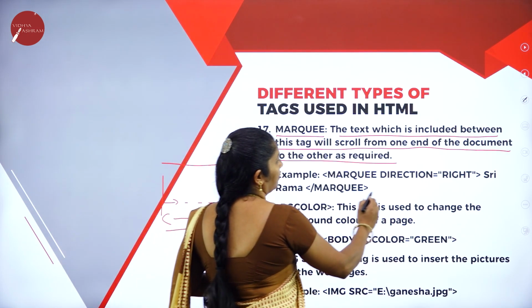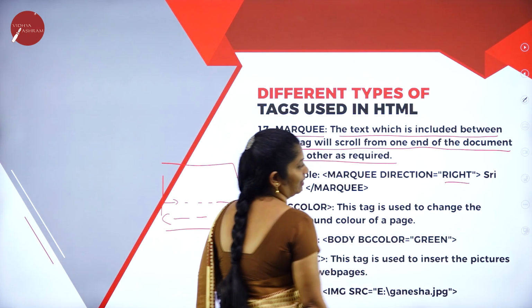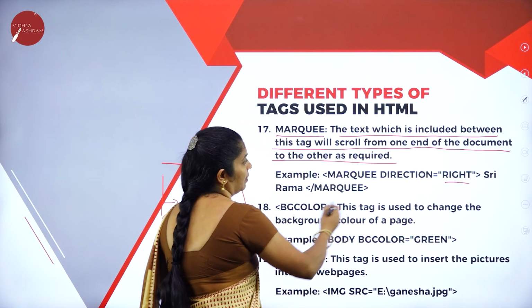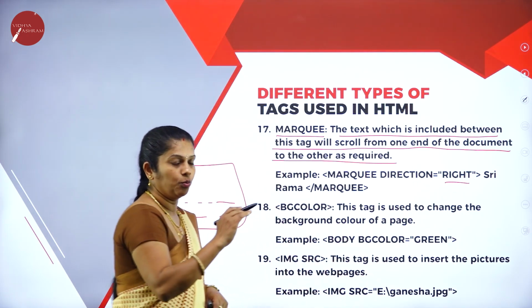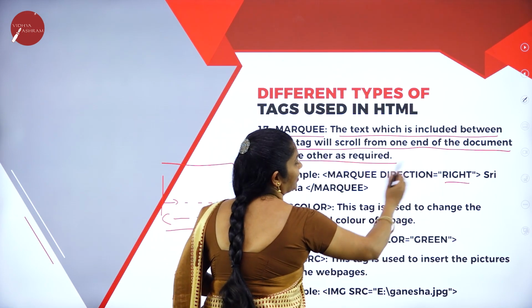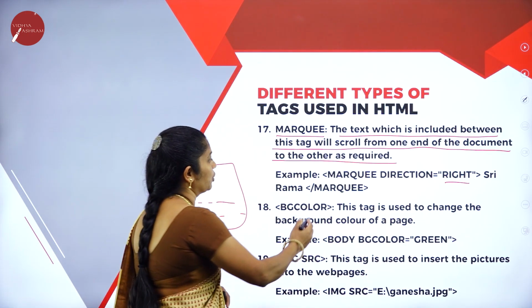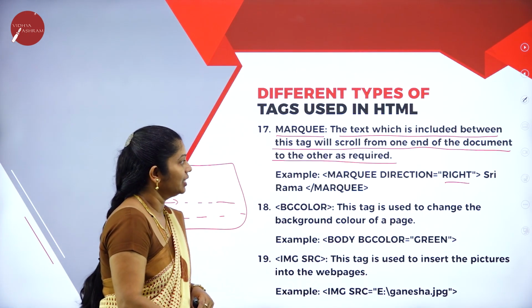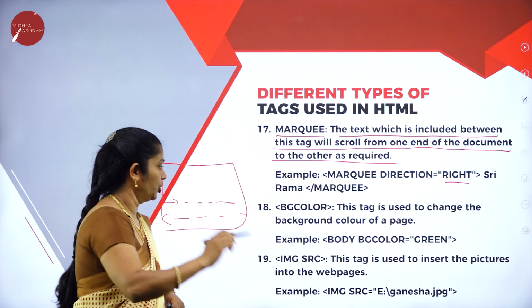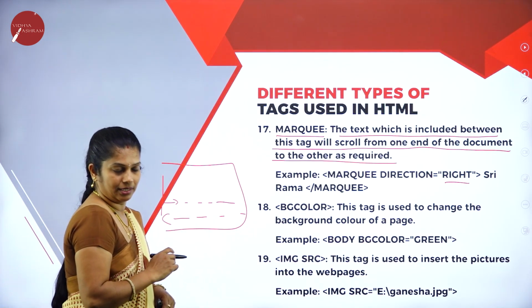For example, Marquee direction equals right I given. Shri Rama is the text I want to move. Right direction. Then we'll close that Marquee. It means that Shri Rama will move on your document to right side.